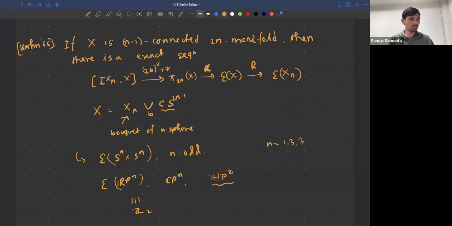So in the next talk we'll see some of the examples of these groups, how the computation of these groups helps in the classification problem in fibrations or the extension of maps problem, how these groups help there. Okay, so I'll stop here.